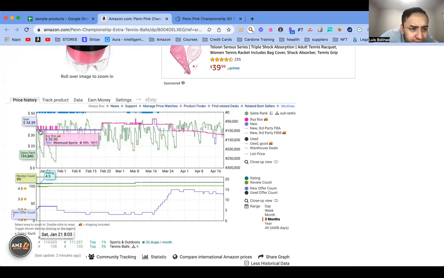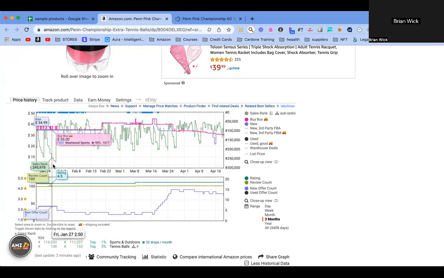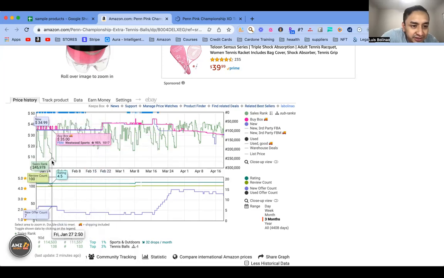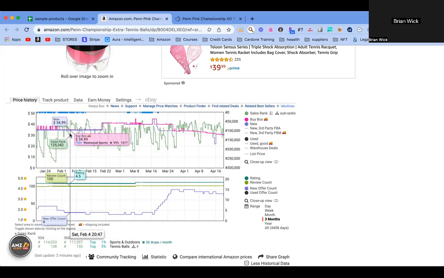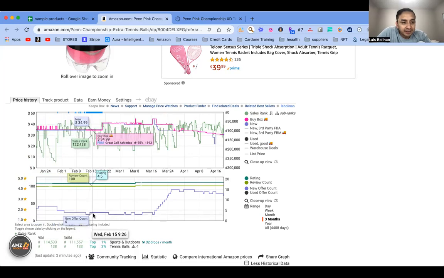So from January to like February 15th, this was priced at like 35 bucks right there. See it? And then on the bottom here, there's like 4 sellers, right?